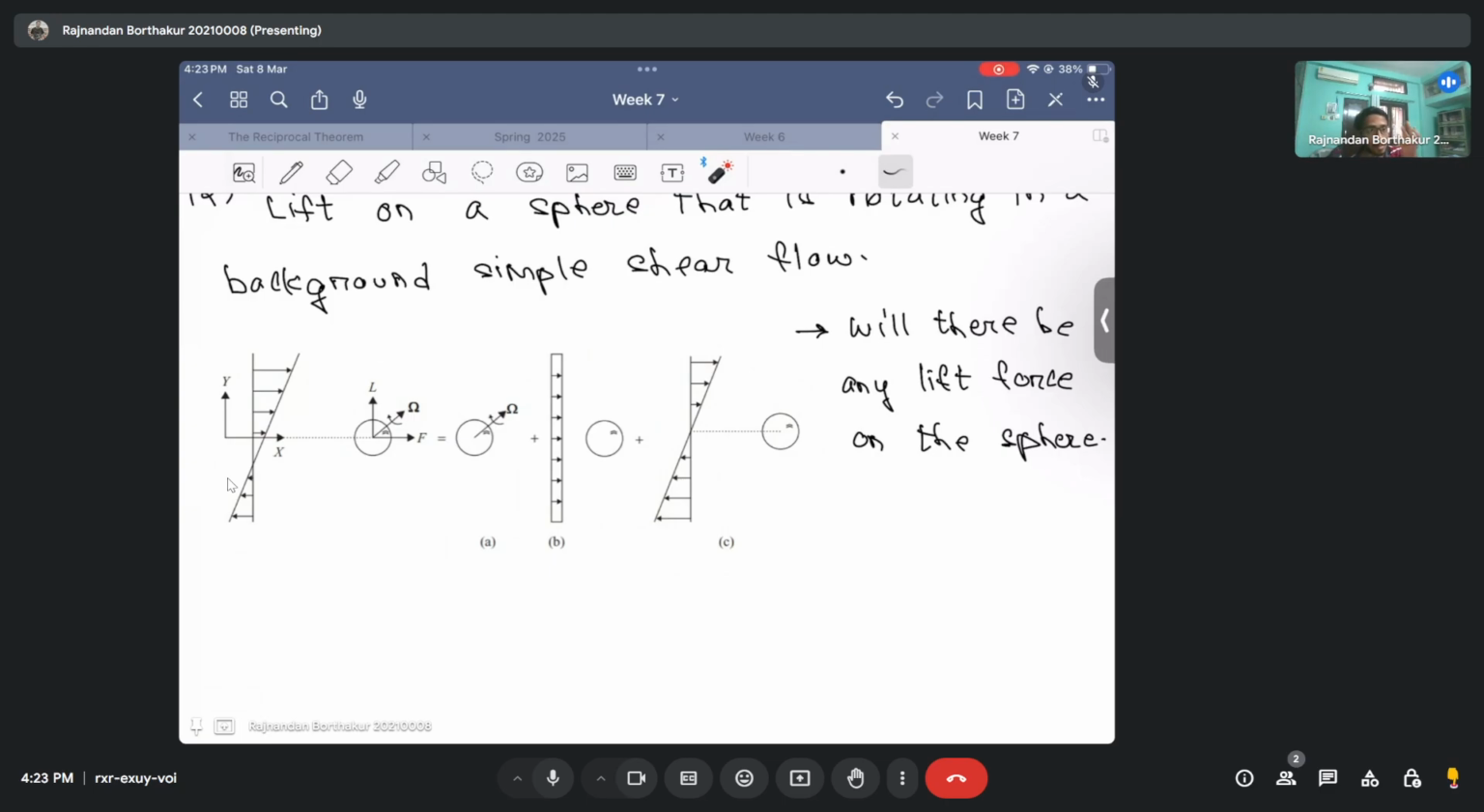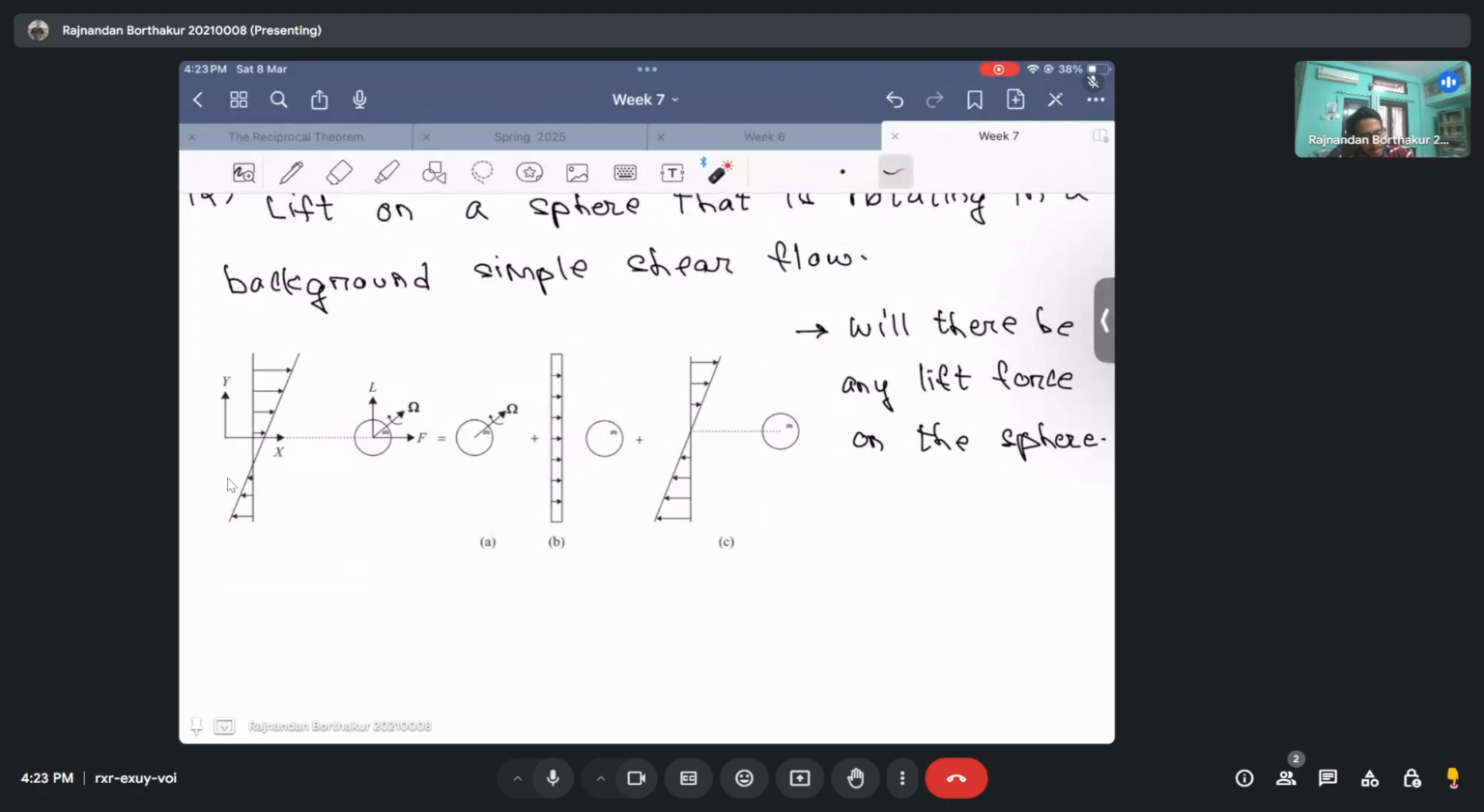Now, in order to understand that, what I will do is, since I know that the creeping flow equations are linear in nature, since the equations which govern the dynamics are linear, we saw this multiple times, I can decompose any problem into simpler problems, to be precise.